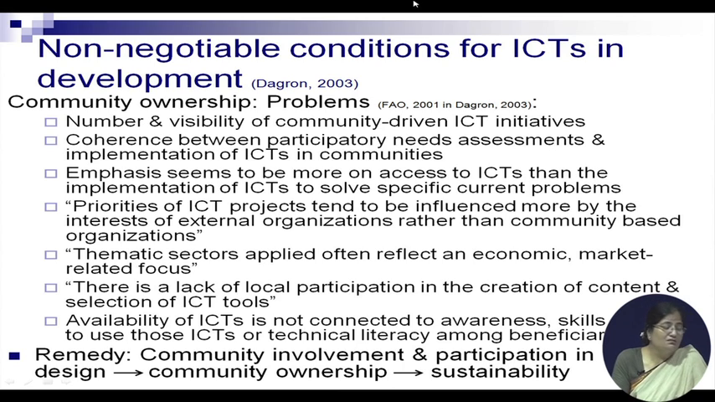The first non-negotiable condition for ICTs is community ownership. Community has to own the issue, community has to own the development efforts, but some problems are number and visibility of community driven ICT initiatives. How many such initiatives exist? Community has to own these initiatives, but how many of these initiatives actually exist in the community?